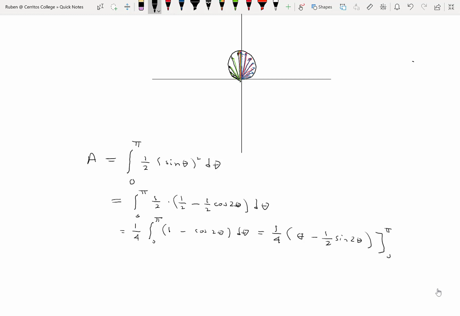And just as in the previous integral, we can't assume this always happens, but we get no contribution from the sine term at either 0 or pi, because the sine of 2 pi, when we substitute pi into the sine of 2 theta, is 0, and the sine of 0 is 0. And we get no contribution again from the lower limit, 0, for either of these terms. So we're looking at 1/4 times pi, or pi over 4.